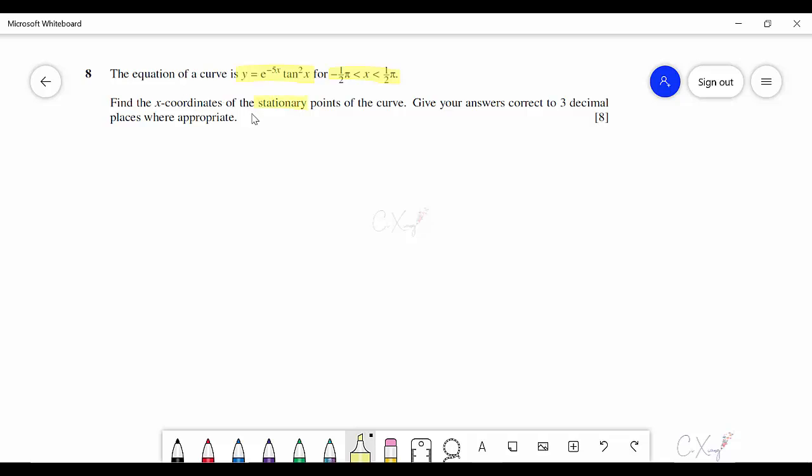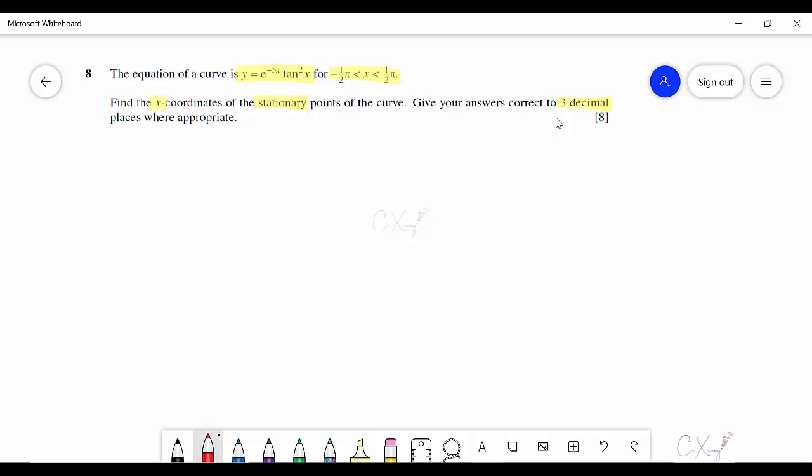When you see the words stationary point, it means they want you to find either the maximum or minimum. So you need to differentiate to get dy/dx, and let it equal 0 to get the stationary points. They are looking for only the x coordinate, and they want your answer correct to 3 decimal places where appropriate.